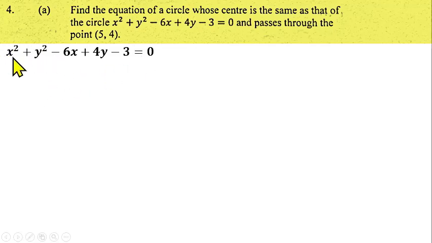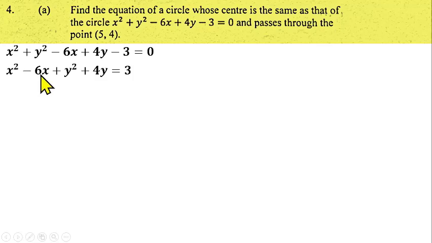We use the completing the square method. And how do we do that? Collect like terms, and take this constant to the other side. So we have x squared minus 6x plus y squared plus 4y equals 3. Then you can complete the square for x, and also complete the square for y as well. So you take half the coefficient of x, square it and add it to both sides. You also take half the coefficient of y, square it and add it to both sides as well.